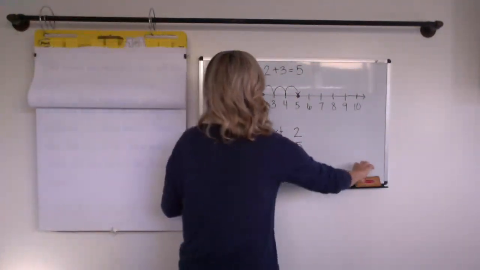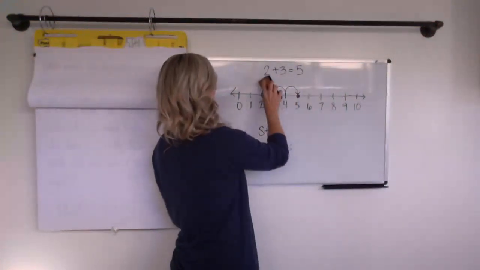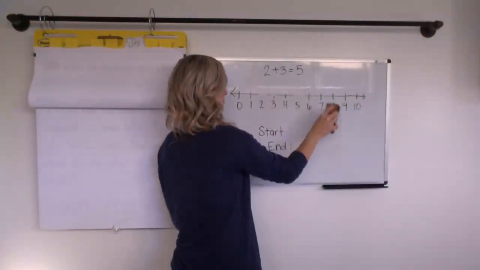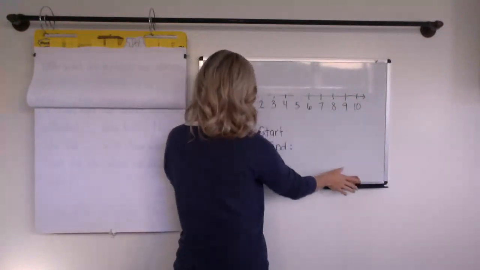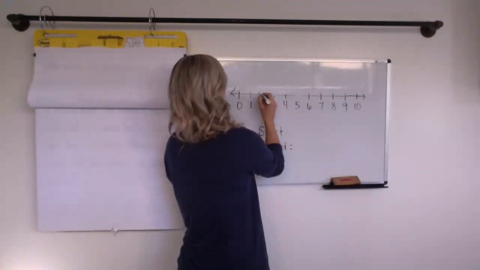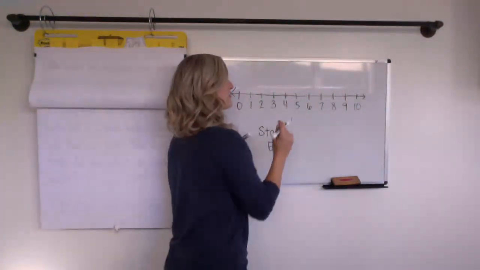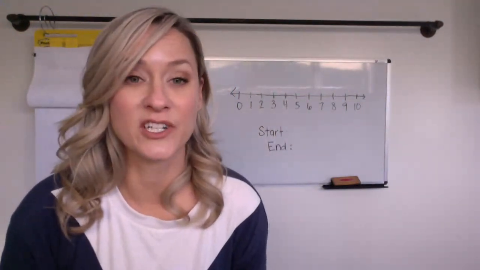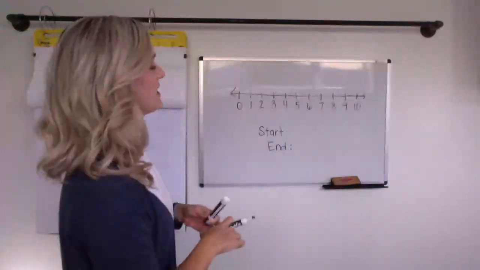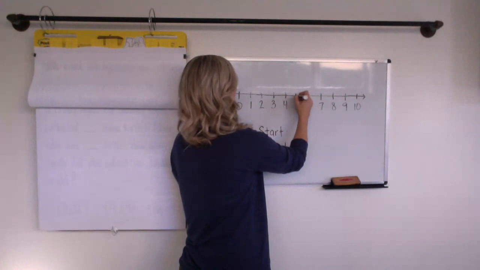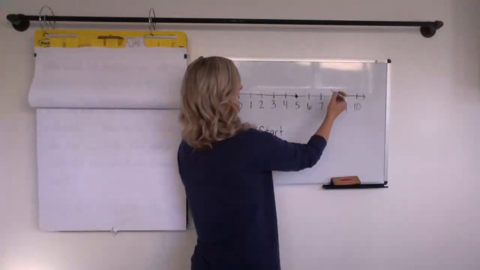Okay, we're going to try out a different one. So we're going to start at a different number and end at a different number. All right, here we go. I think I need to fix up my number line a little bit. What do you think? There we go. Okay, we're going to start at 5 this time. Start at 5. And we're going to hop to 8.